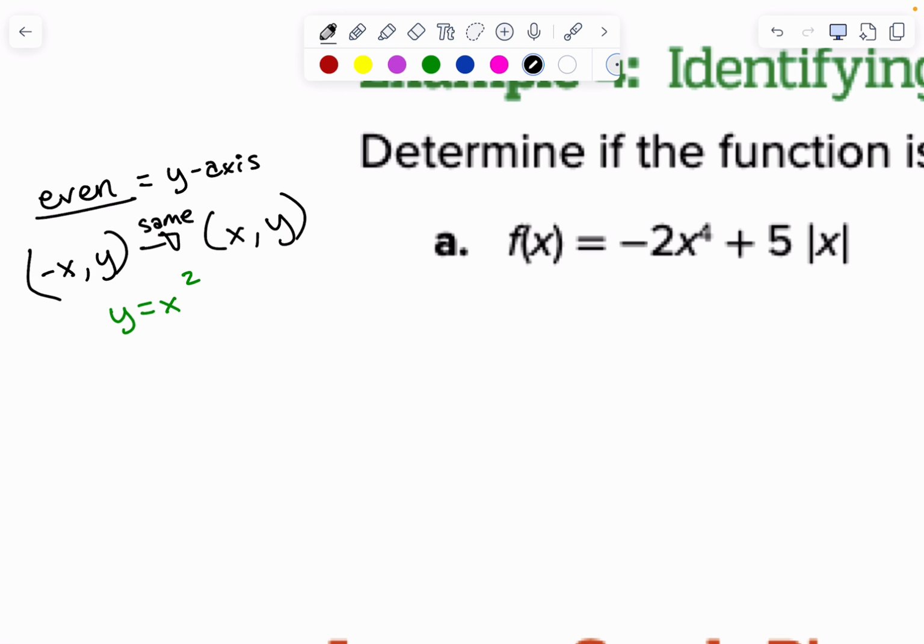Negative x comma y. There you go. Okay? I can replace it with negative x and positive y, and it will end up being the same. For example, the y is going to stay as just y. The x is going to become negative x, right?